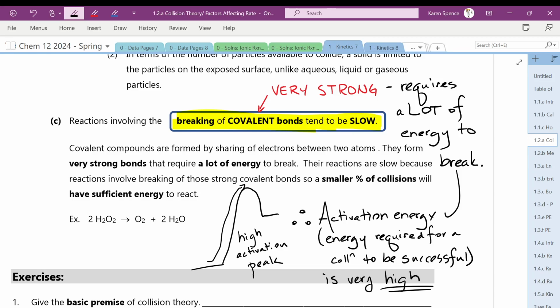Why does a high activation peak make the reaction slow? Tell your partner, why does a high activation peak make the reaction slow?